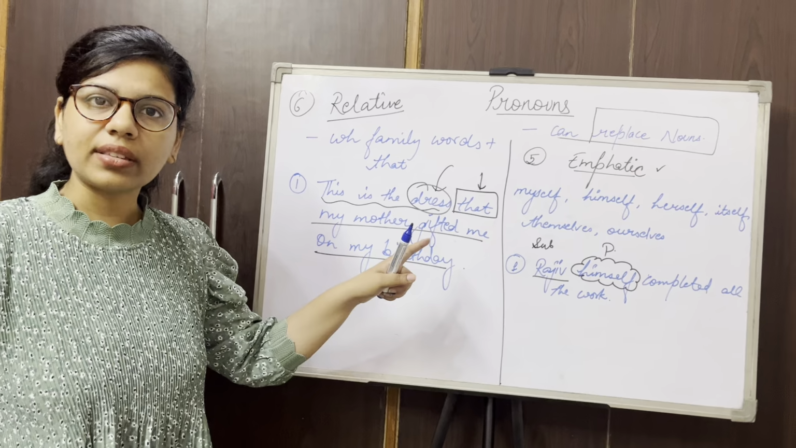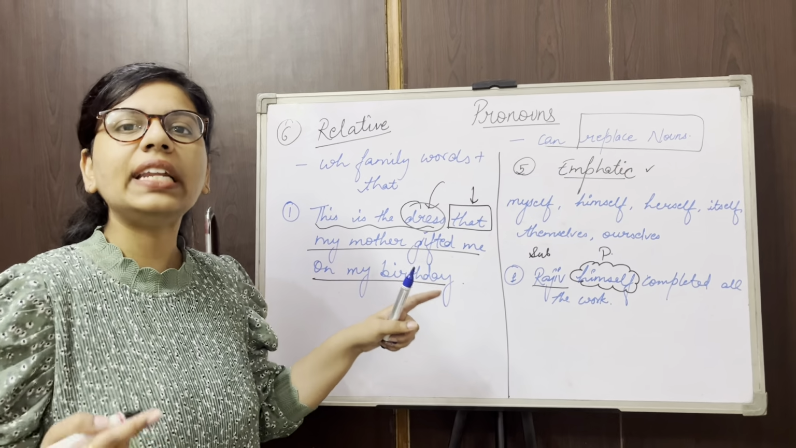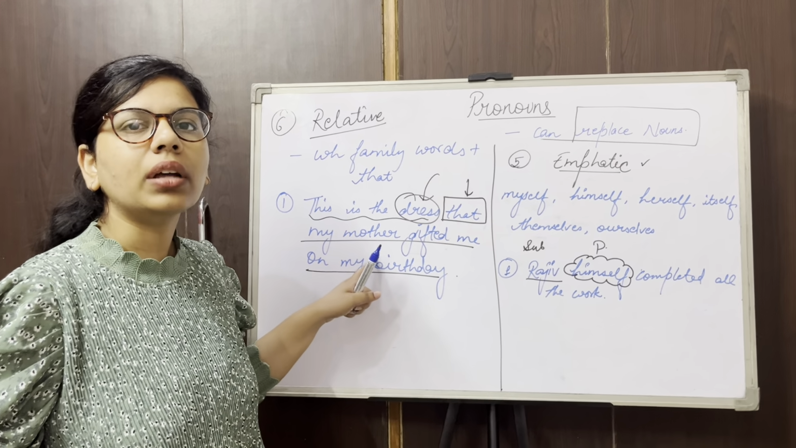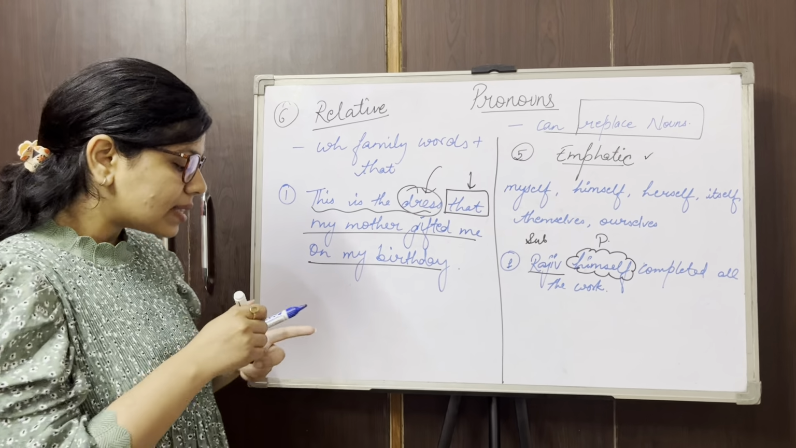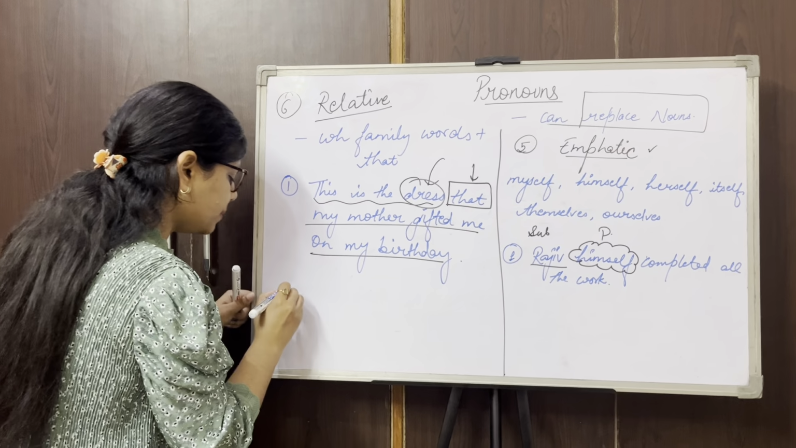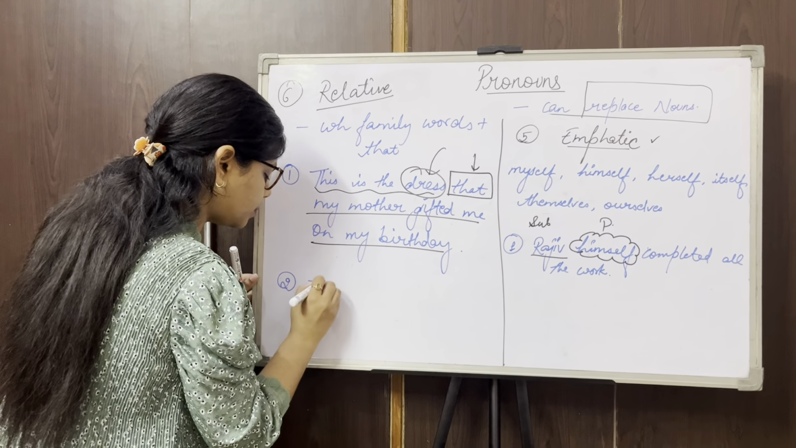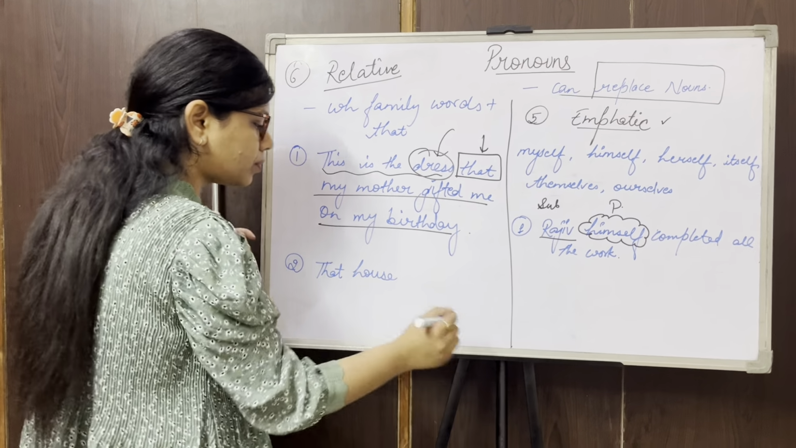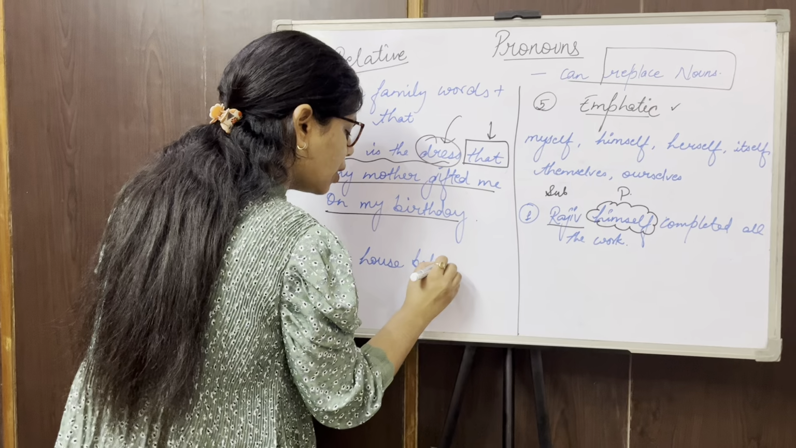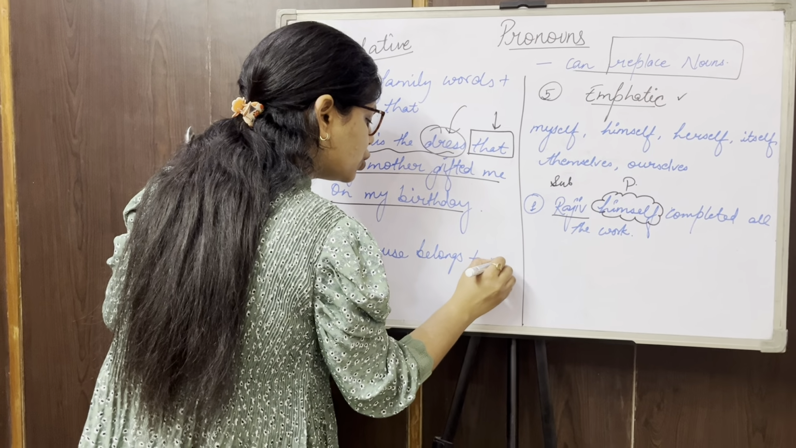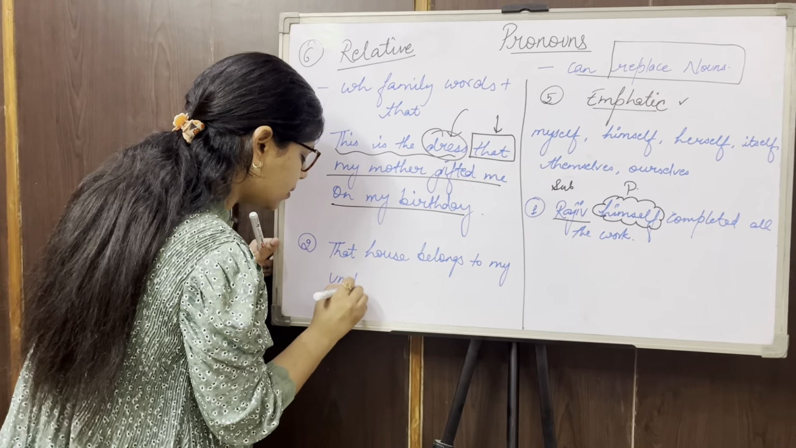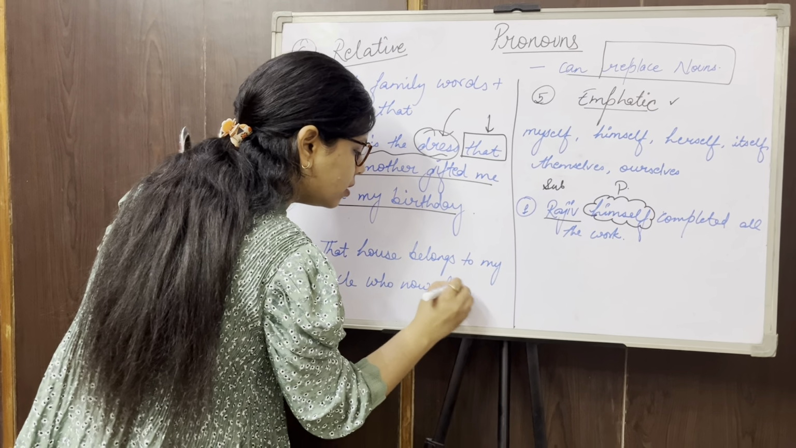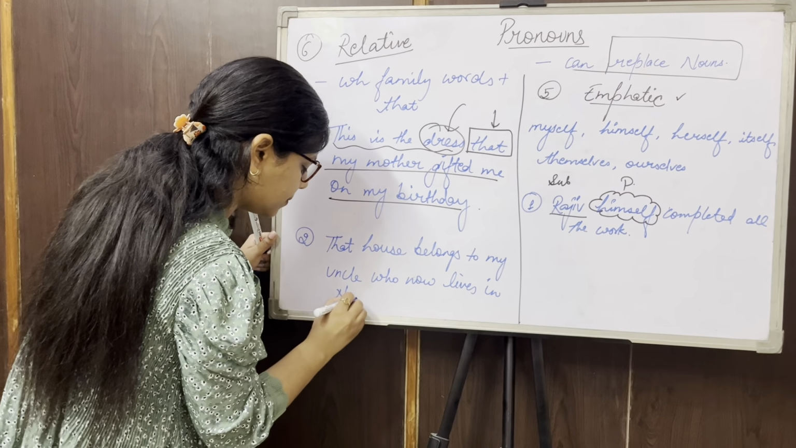We know this is a dress, but what kind of dress? What is the additional information about that dress? That it was gifted by my mother on my birthday. Similarly, you can also say, that house belongs to my uncle who now lives in New York.